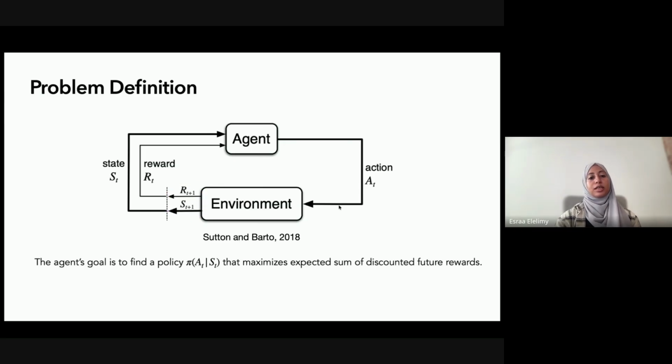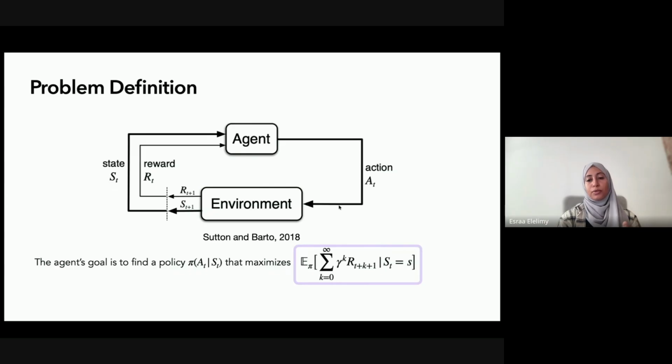And the agent's goal basically is to find the policy, which is a way of behaving in the environment, such that it maximizes the rewards it gets. Basically, the agent wants to maximize this quantity, the expected sum of discounted future rewards, which looks like this. This is the sum of all future rewards, and we discount them by a discount factor gamma, which controls how much we care about immediate reward versus rewards in the far future. And as I said, the agent's goal is to find this policy pi that maximizes this quantity.